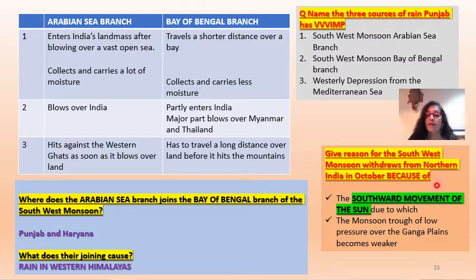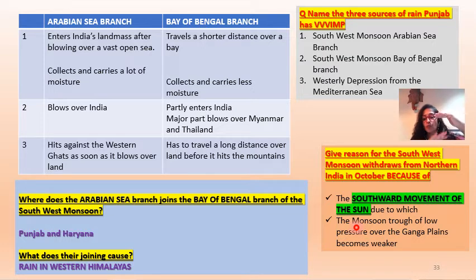Why? The southward movement of the sun causes this to happen. The monsoon retreats because now the low pressure over land becomes weak, and therefore air does not have to come and replace the low pressure area over land, and the air stops moving from the sea towards the land. That is the reason: the southward movement of the sun. So the sun is moving southwards.